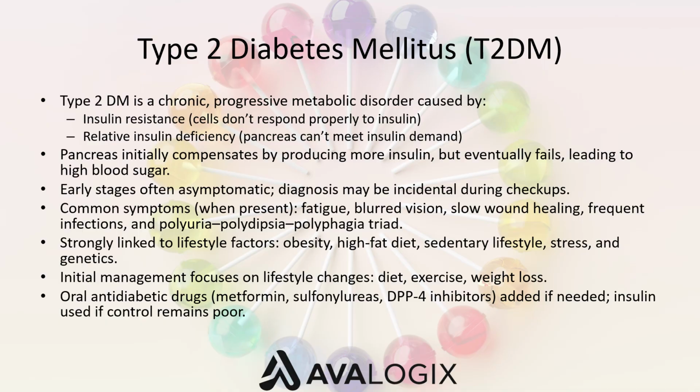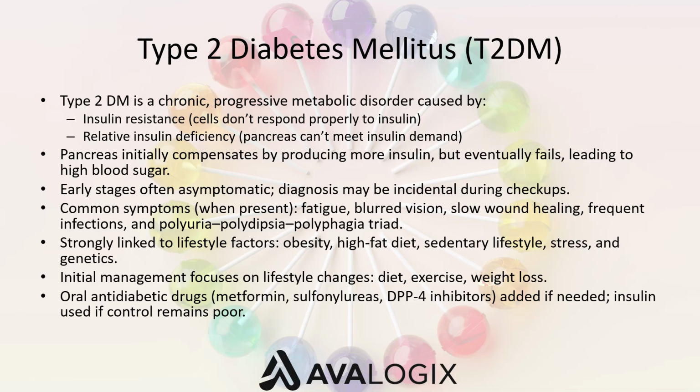Now, let's turn our attention to type 2 diabetes mellitus. This is the type you'll encounter most frequently in your practice. Type 2 DM is a chronic, progressive metabolic disorder that results from a combination of two main defects: insulin resistance, where the body's cells do not respond properly to insulin, and relative insulin deficiency, where the pancreas cannot keep up with the body's demand. Initially, the pancreas compensates by producing more insulin, but over time, this capacity declines, leading to chronic hyperglycemia.